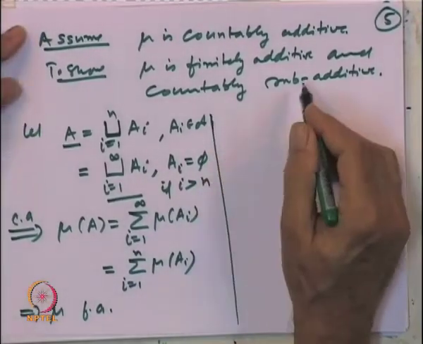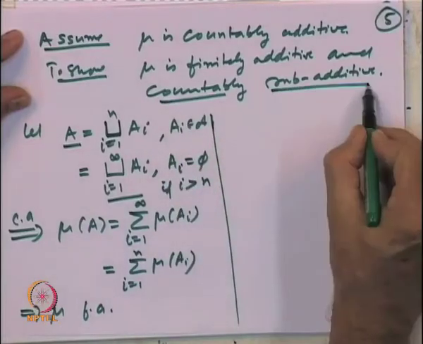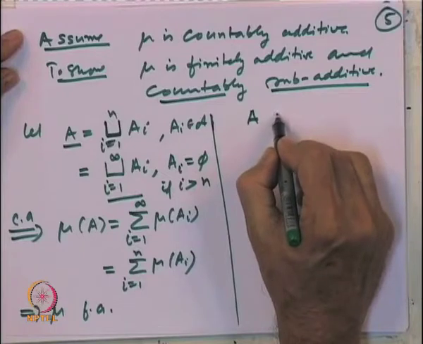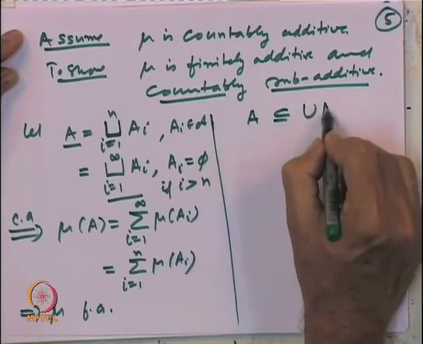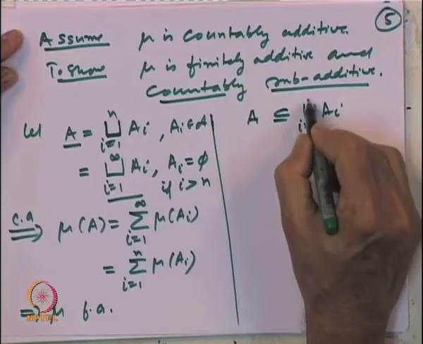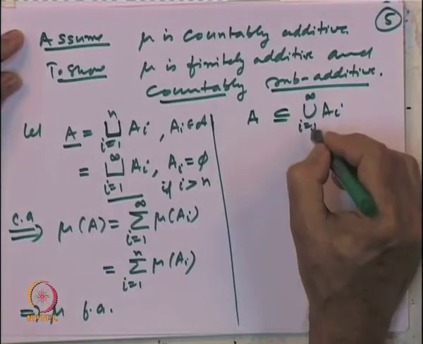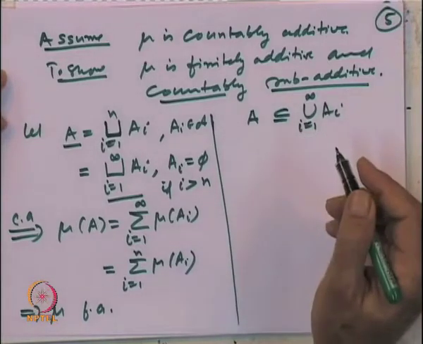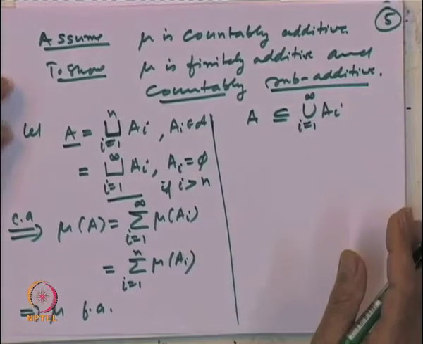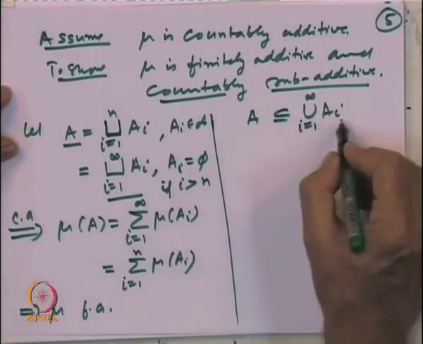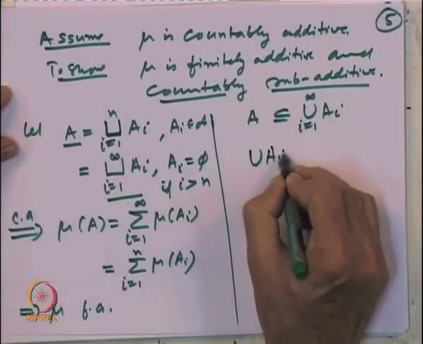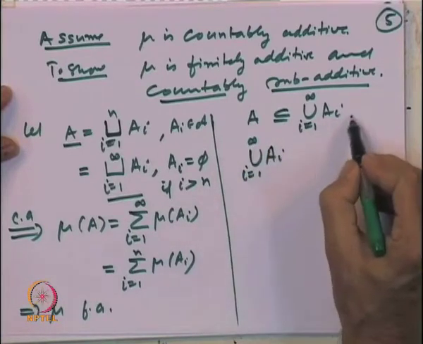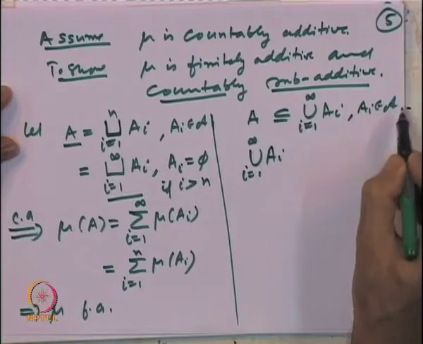On the other side, let us try to prove that mu is countably subadditive. So, let us take a set A in the algebra and let us say this is contained in the union of A_i, i equal to 1 to infinity. Now, let us observe the following, namely this union of A_i, i equal to 1 to infinity, where the A_i's are in the algebra A.